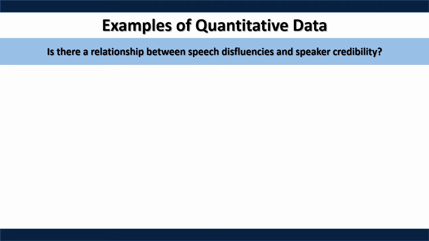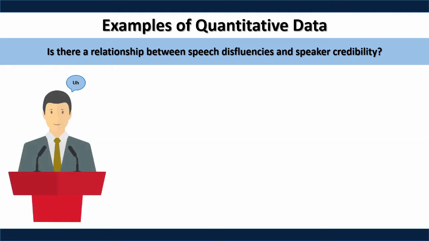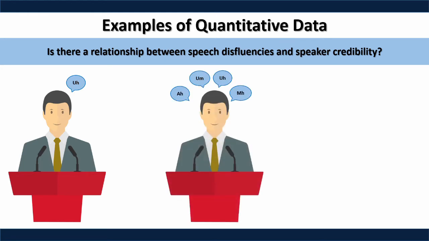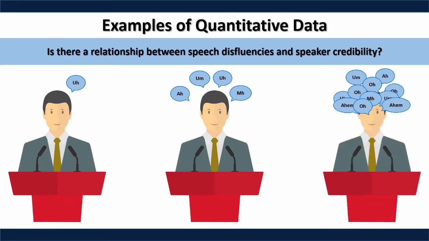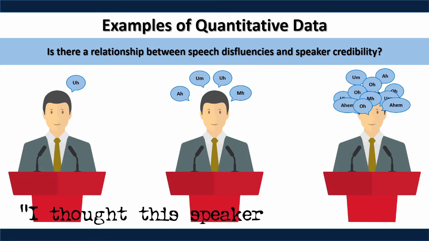You might randomly split a large group of participants into 3 smaller groups and ask one group to watch a video of a speaker with very few vocal fillers, the next group to watch the same speaker but this time with moderate amounts of vocal fillers, and the last group a video with the same speaker using a lot of vocal fillers. You might then ask the observers to rate the credibility of the speakers on a scale from 1 through 7 on the statement, I thought this speaker was credible, and look to see if there are any statistically significant differences in the scores across the 3 groups. This is a good example of what a quantitative experiment looks like.